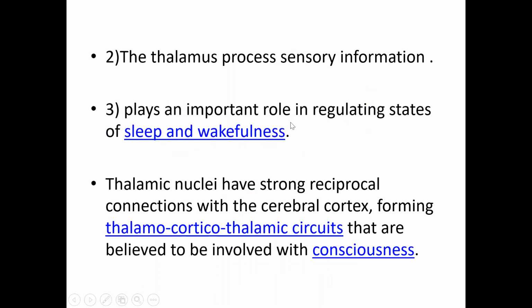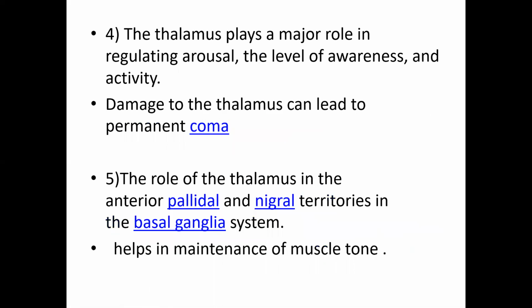Now this plays a role because of connection with the reticular activating system. It plays important role for sleep and wakefulness cycle. Then thalamus has a two-way connection, that is the thalamocortical and corticothalamic circuit. This circuit is mainly involved for consciousness of the person. Again, the level of awareness and arousal, because of connection with the reticular activating system, it plays important role. And some damage to the thalamus can lead the patient into coma.